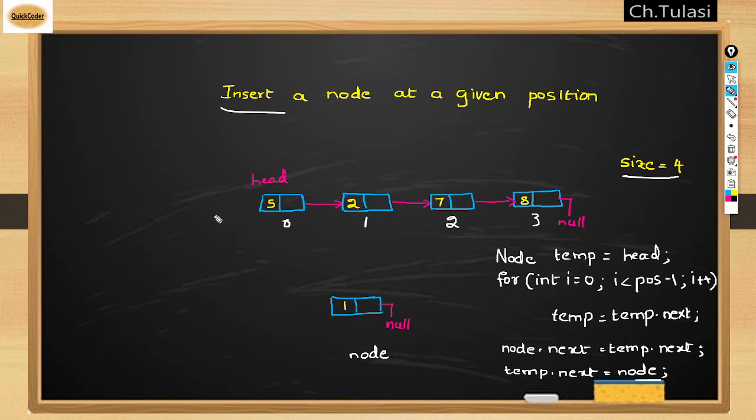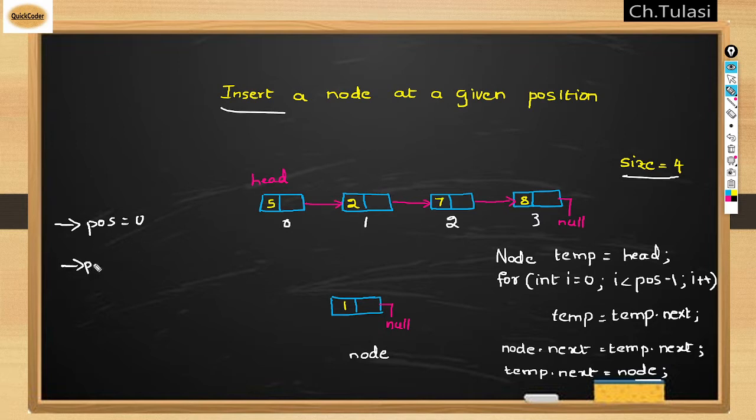Now let's take an example. This is my linked list and the size of the linked list is 4. Now I have a new node which I want to insert at position equal to 0. What happens if my position is equal to 0? It is nothing but inserting a node at the starting position, so it's insert at first. We already implemented that method, how to insert a node at the starting of the linked list. So we are already done with that.